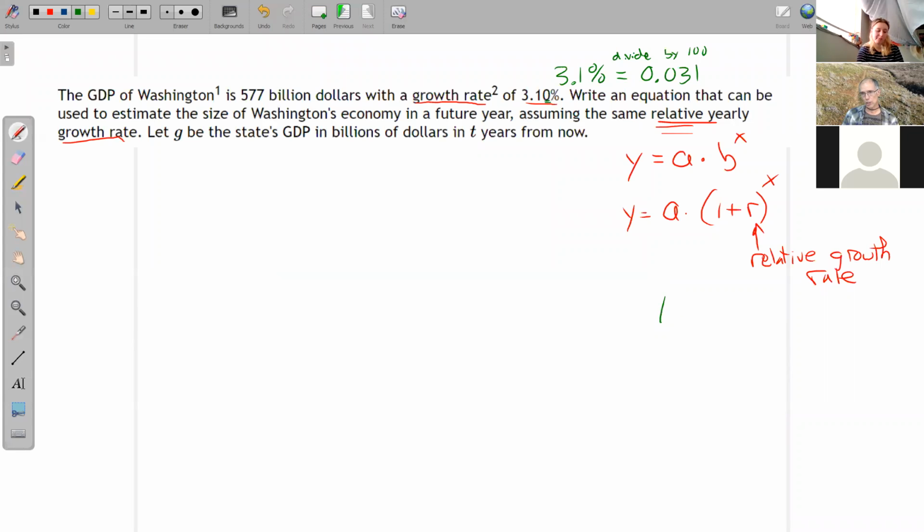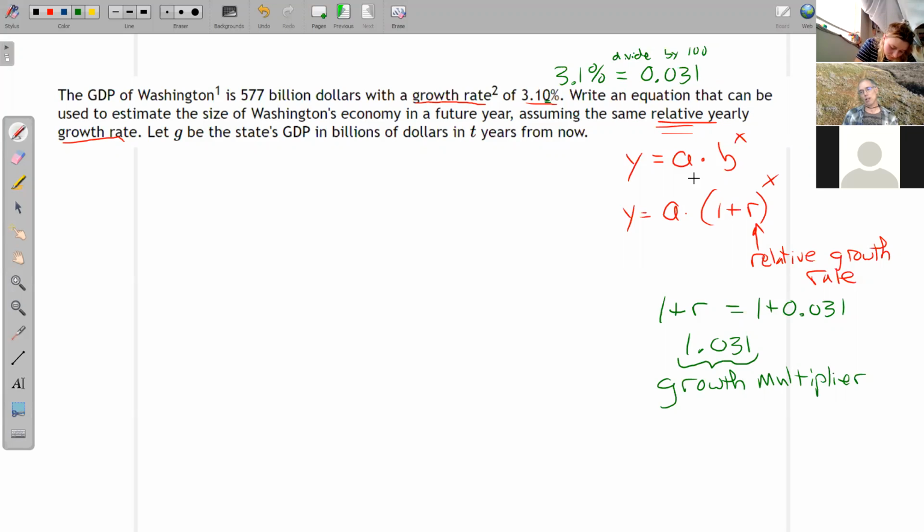So when I calculate what is 1 plus r, it's going to be 1 plus 0.031, which those add up pretty nice to just 1.031. And once I get that 1 added to it, this thing right here, that whole base, is called the growth multiplier. So if the growth rate is about 3%, the growth multiplier will be about 1.03. Go the other way, if the growth multiplier is about 1.03, then the growth rate must have been just the 0.03. Okay, so that's my growth multiplier.